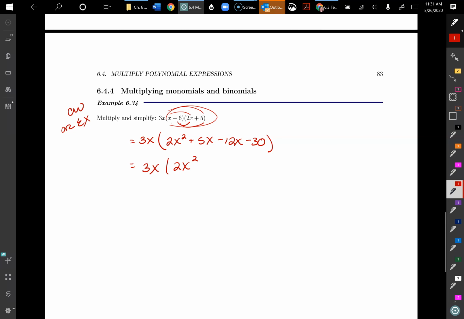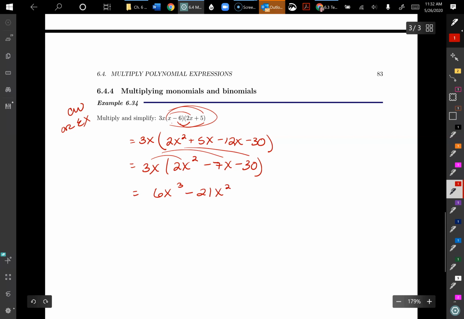So then I'll have 2x squared minus 7x minus 30. And then I'm going to distribute this 3x to all those terms. And I get 6x cubed minus 21x squared minus 90x. And that is that.